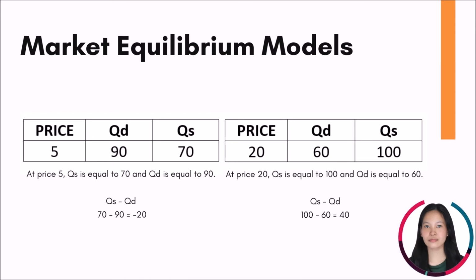Meanwhile, on the second table, at price 20, QS is equal to 100 and QD is equal to 60. So same formula, QS minus QD, or 100 minus 60 is equal to 40. In this case, a positive value represents surplus. Thus, there is a surplus of 40 units.